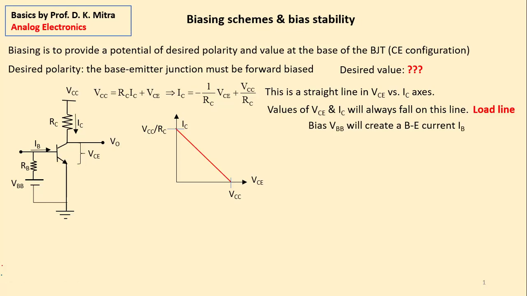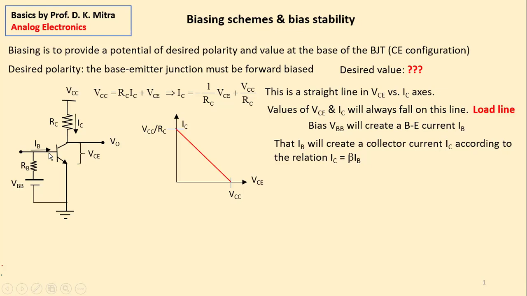Next, the bias VBB creates a current IB through the base emitter junction. Bias VBB will create a base emitter current IB, right? We have one ohmic relation, and we are going to have another relation. This current IB flows through this base emitter junction. Whatever bias you create, it creates the IB, and that IB will create a collector current IC according to the relation IC equals beta IB. This is also a basic transistor equation. Of course, there is plus ICBO, all that.